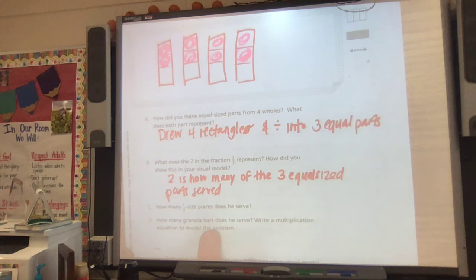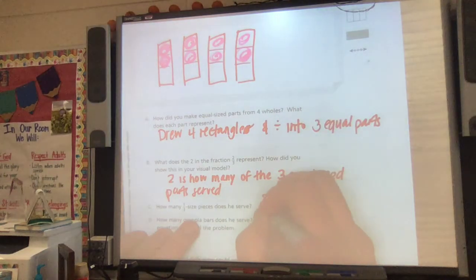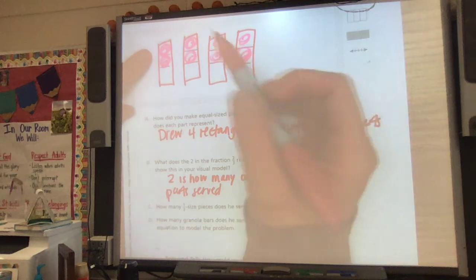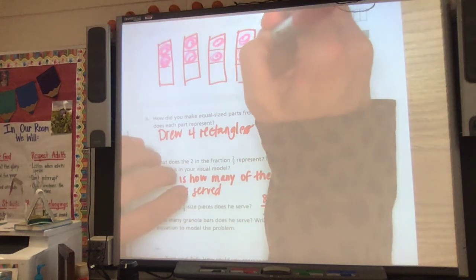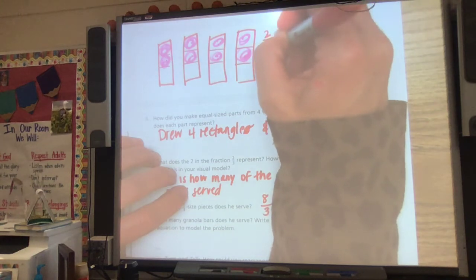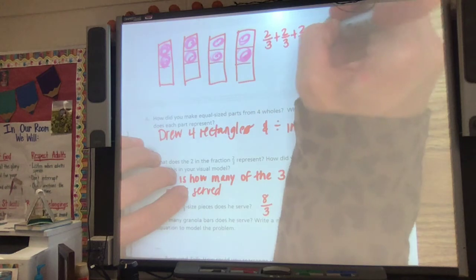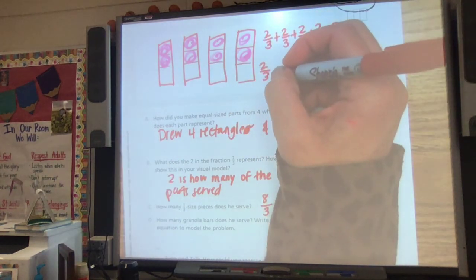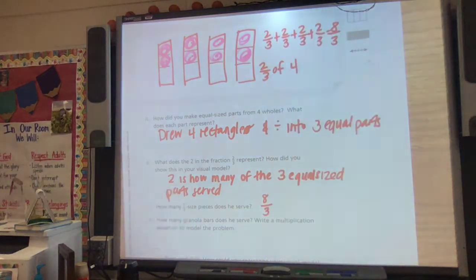How many little 1/3 size pieces does he serve? 1, 2, 3, 4, 5, 6, 7, 8. 8 thirds. You can look at it and count it just like we did there. 2, 4, 6, 8. You might show it as 2/3 added 4 times, which is 8 thirds. You can write that as 2/3 of the 4.